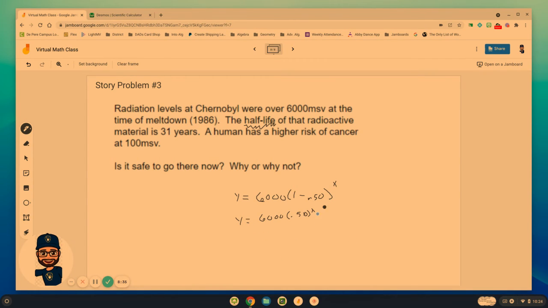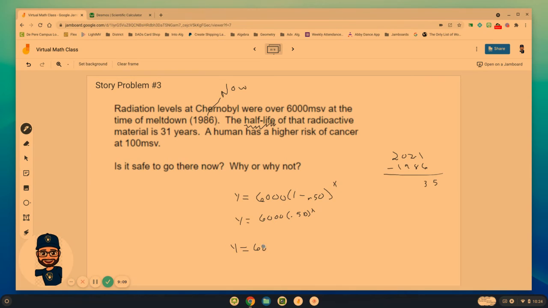Now, what we have to be careful of with this one is that in 31 years, half will be left. So what we need to figure out is how many years are from 1986 to now. Or 2021, take away 1986. 35 years between now and then. So it's been a total of 35 years.